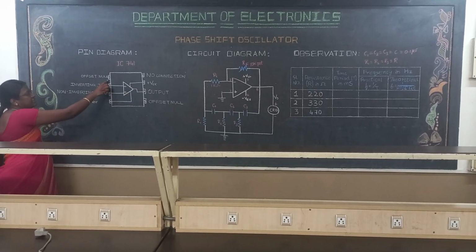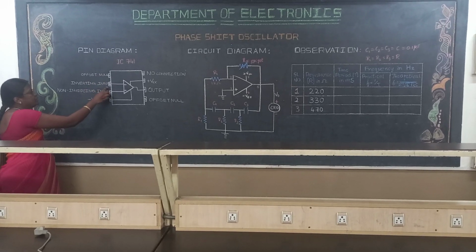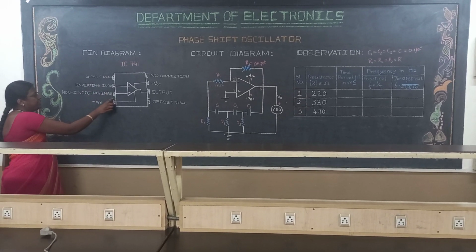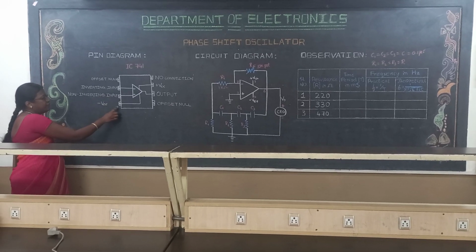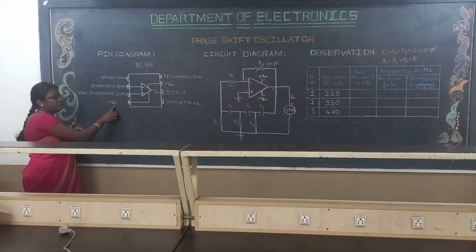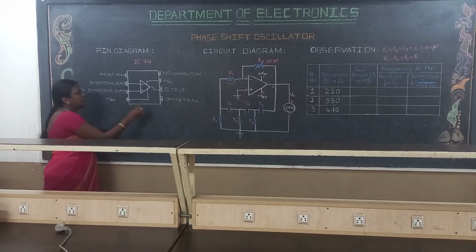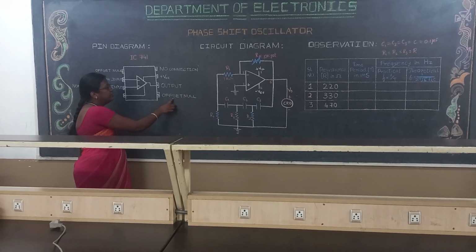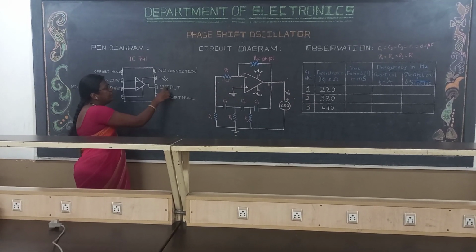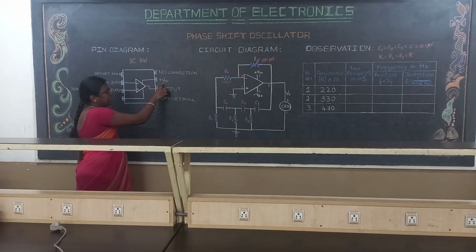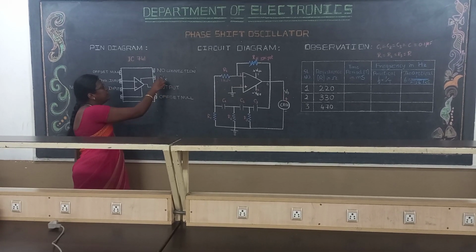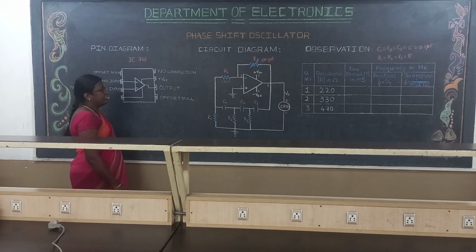Pin number 1 is the offset null. Pin number 2 is the inverting input. Pin number 3 is the non-inverting input. Pin number 4 is the minus VEE, which we are going to connect to minus 12 volt. Pin number 5 is the offset null. Pin number 6 is the output. Pin number 7 is the plus VCC, which we are connecting to plus 12 volt. And pin number 8 is no connection.